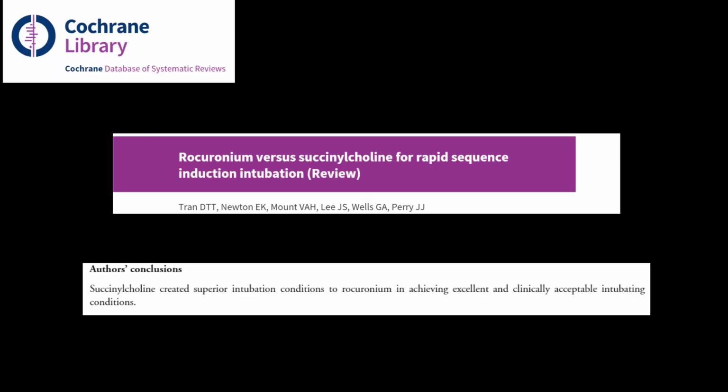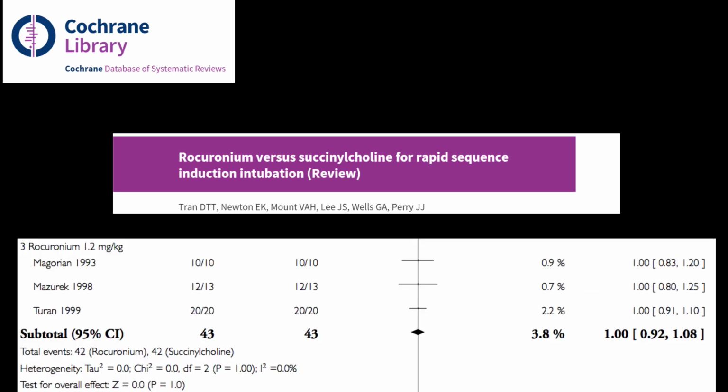There was a Cochrane review that looked at rocuronium versus succinylcholine for RSI, and the authors' conclusion was that succinylcholine created superior intubation conditions to rocuronium in achieving excellent or clinically acceptable intubating conditions. However, when you looked at a subgroup analysis of patients who received the dose of 1.2 milligrams per kilogram of rocuronium, the finding was that the intubating conditions were identical.